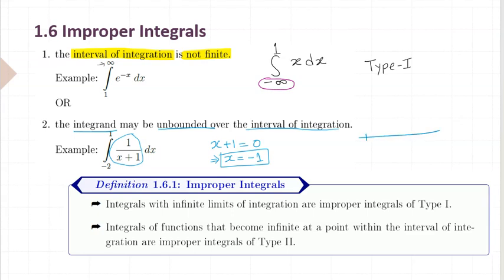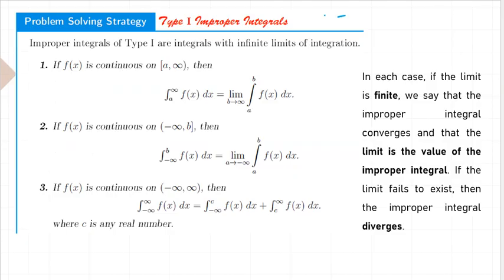So what happened here? You have the integral over the interval minus 2 to 1, and this point x equal to minus 1 lies in between. So at this point, the function becomes unbounded. This type of integral is called an improper integral of type 2. In this video, we will see how we solve the integral of type 1 first, and in another video you will see how we solve the improper integrals of type 2.